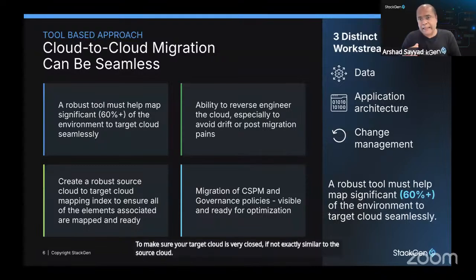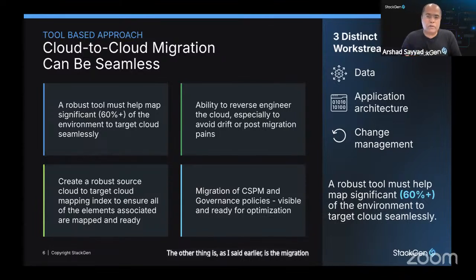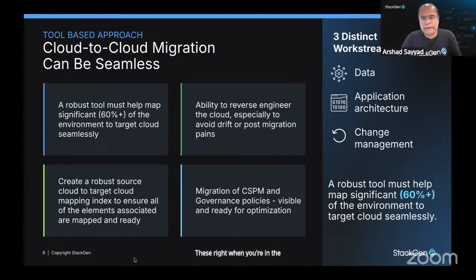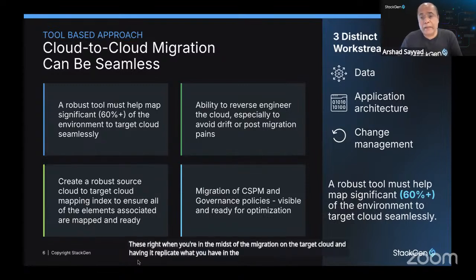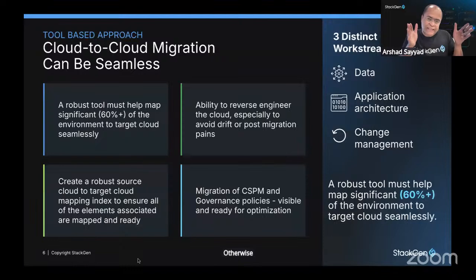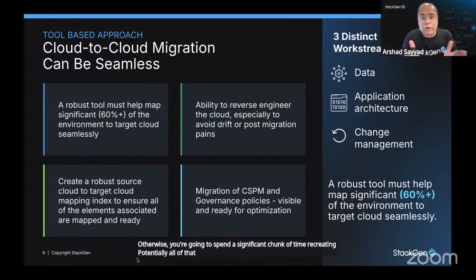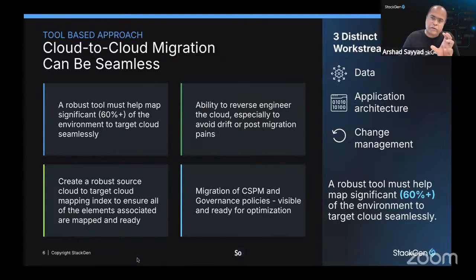The other thing is, as I said earlier, the migration of your cloud security posture, your governance, compliance, security policies, having a rules engine that allows you to apply these right when you're in the midst of the migration on the target cloud and having it replicate what you have in the source cloud is extremely important. Otherwise, you're going to spend a significant chunk of time recreating potentially all of that and maybe missing that in the process if you're trying to do that manually as well. So that's another area we have found is important to focus and make sure that you're able to migrate through an automated manner.